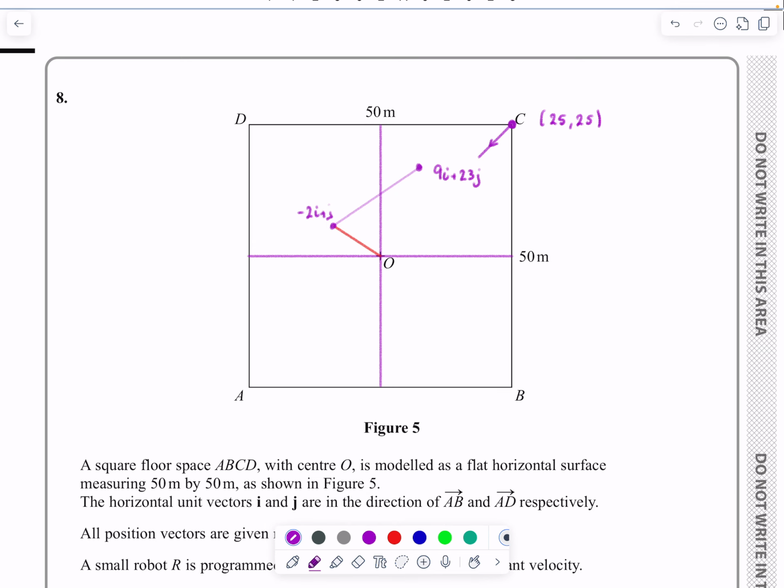Really good question to just review a number of times because there's lots of standard things in there that we need to be aware of. Hopefully that all makes sense to you guys.